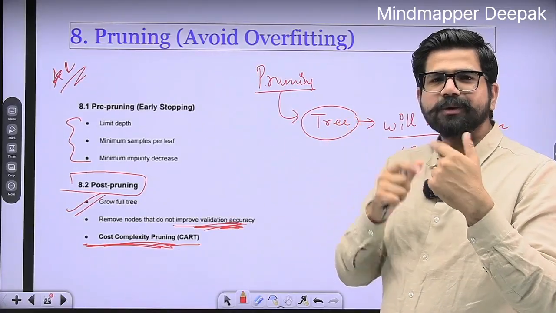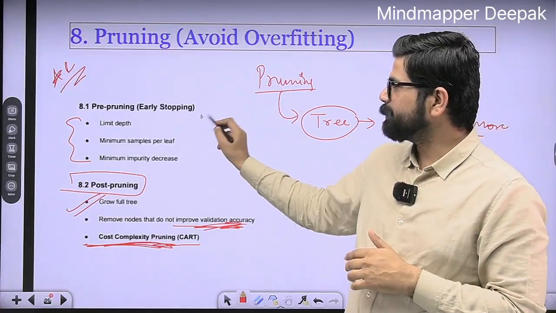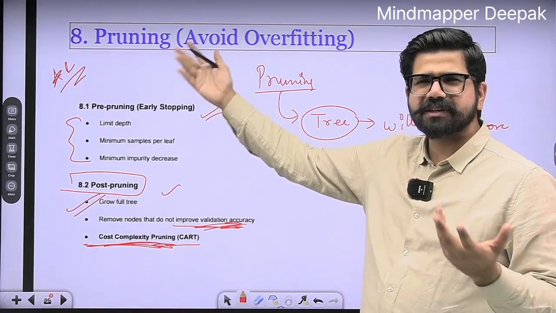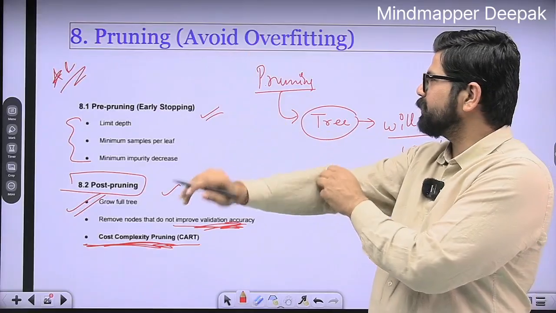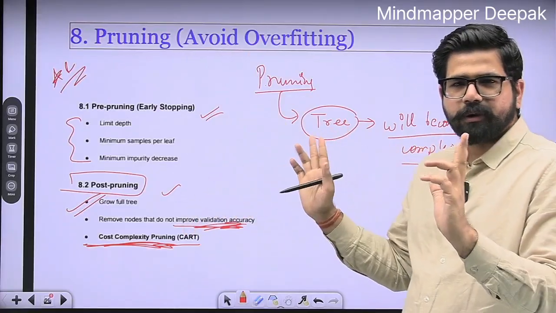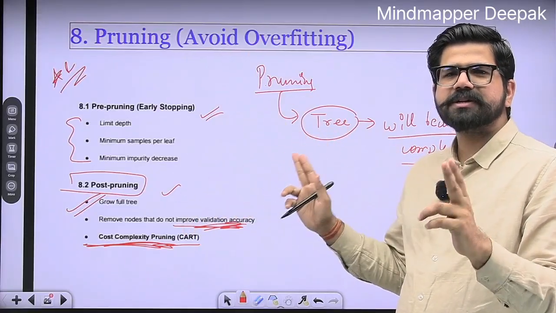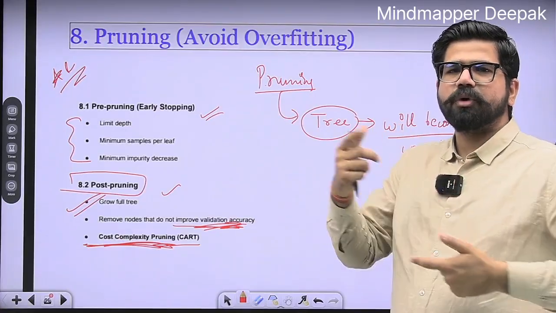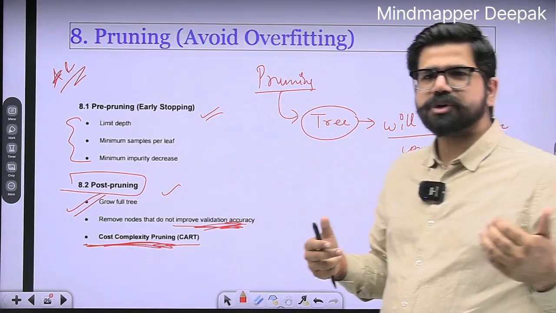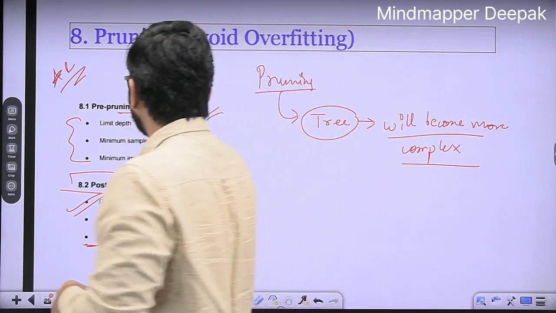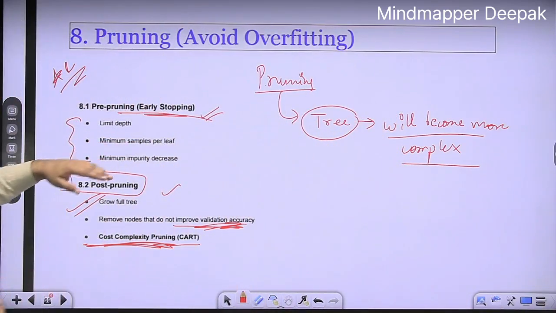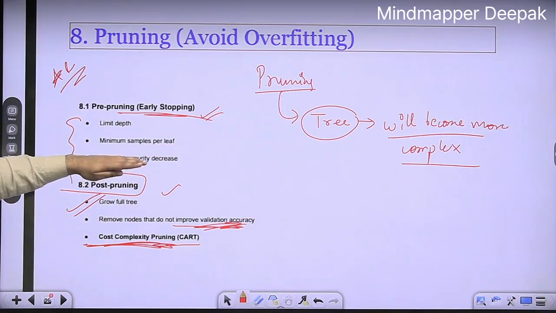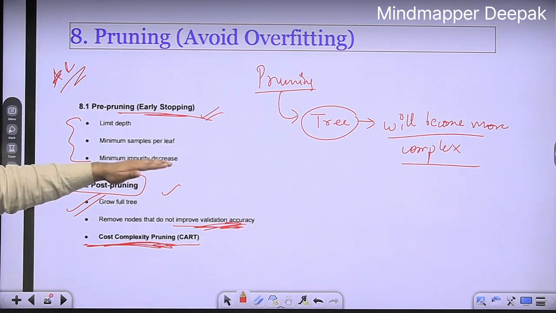There are two major types of pruning, the pre-pruning and the post-pruning. I hope now you are able to understand pruning, this is a simple English term. You know what pruning means, we are cutting things. Pruning in the decision tree is just cutting the branches of the tree. You can cut the branch by pre-cutting or post-cutting. Pre-cutting is simply early stopping: limit your depth, use minimum samples per leaf, and minimize the impurity decrease.